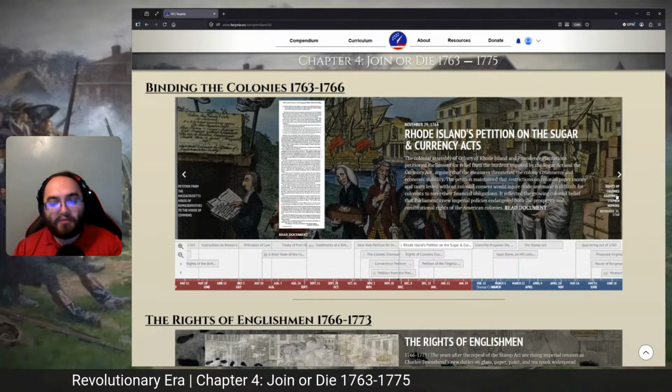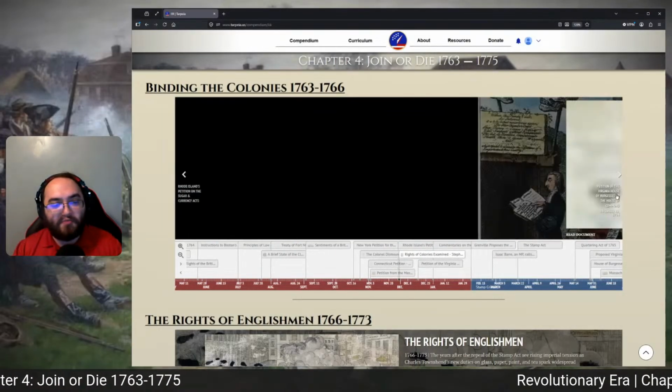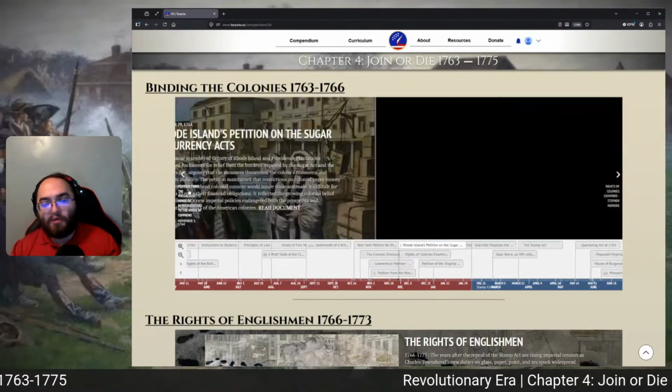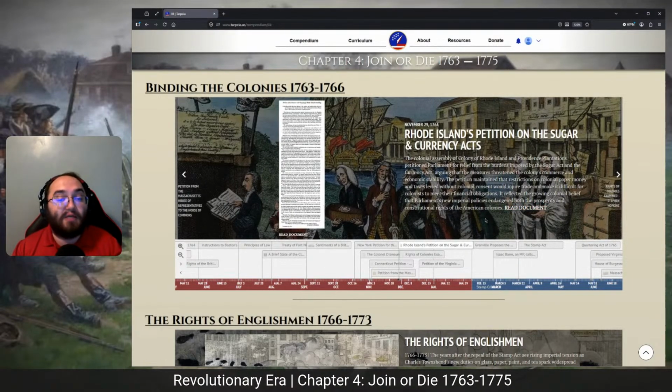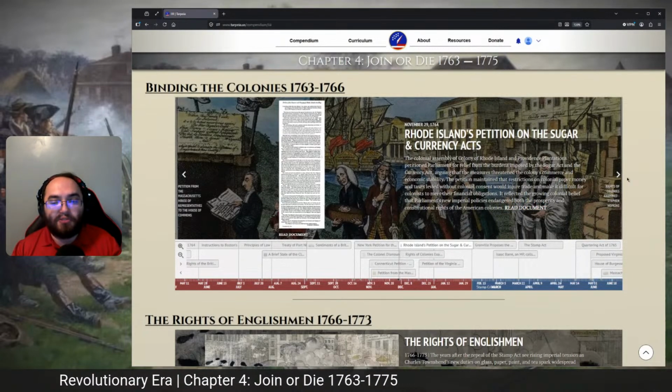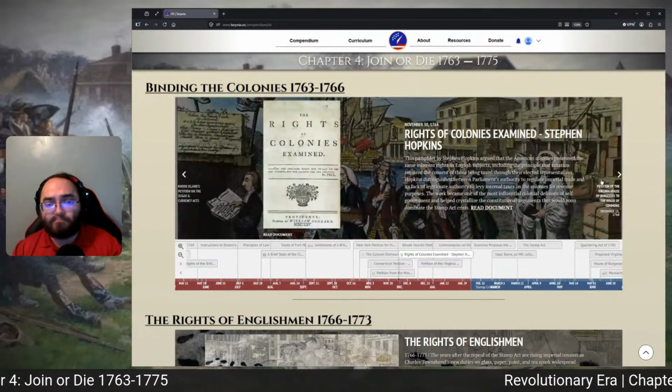And then you have Rhode Island's petition on the Sugar and Currency Acts. And for each of these primary source documents, we have a Read Document button. You click on that, and it takes you to the full text of these petitions. So if you want to read them for yourself, you can on our website.